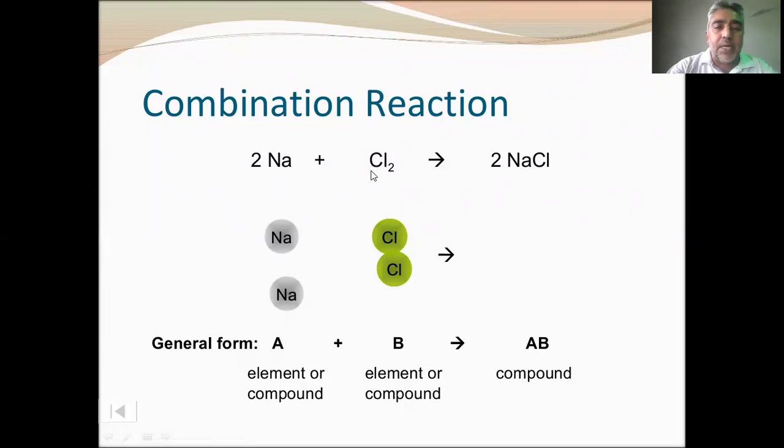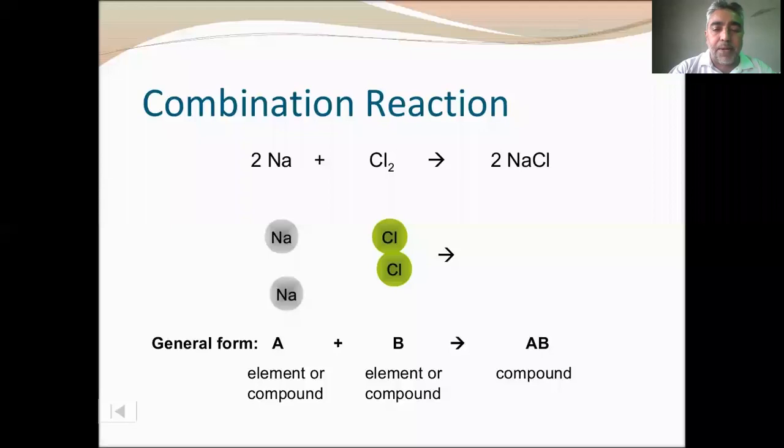Then you can understand some other examples of combination reaction. As you know, what is the chemical formula of common salt? That is sodium chloride, NaCl. Sodium plus chlorine form the NaCl. Here you can see two sodium atoms combined with two chlorine atoms and form the sodium chloride.